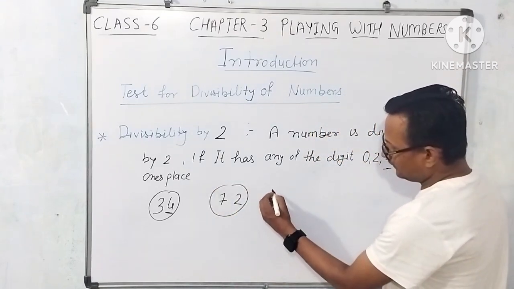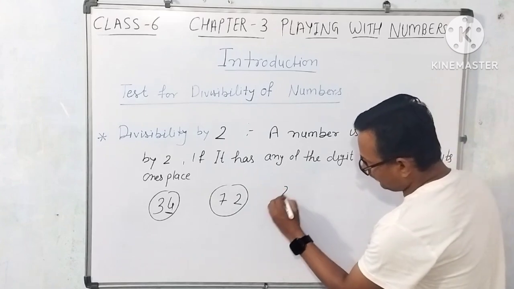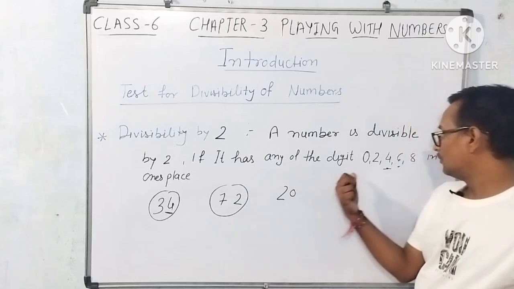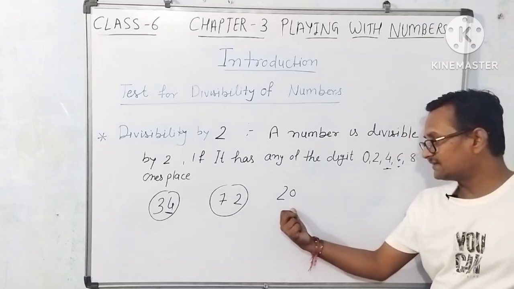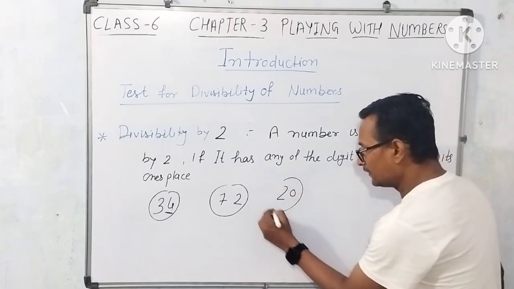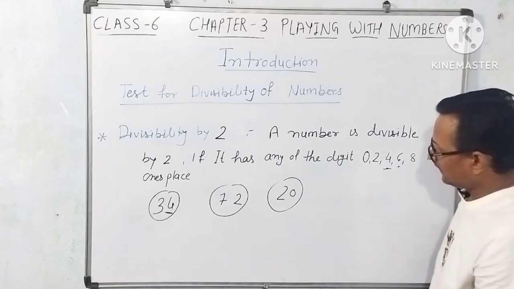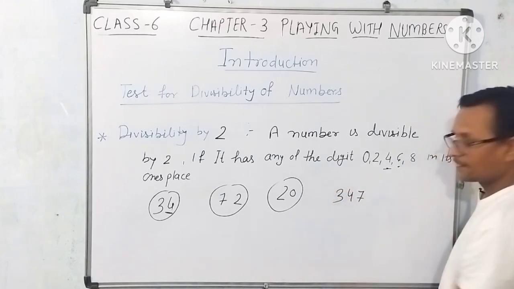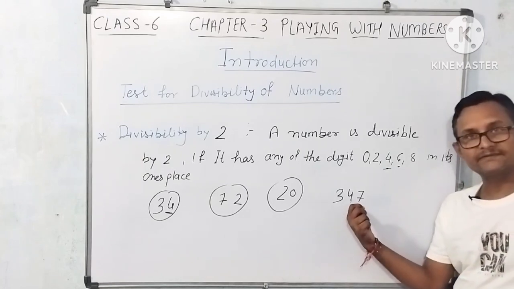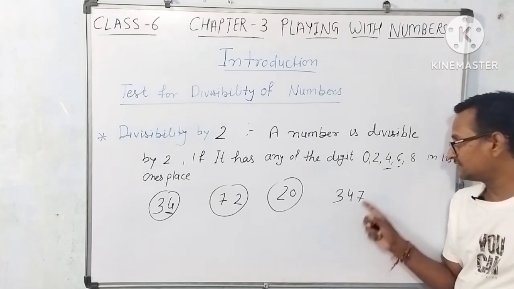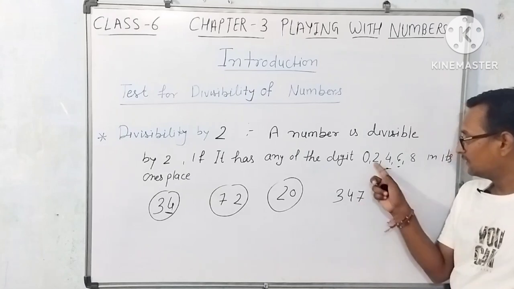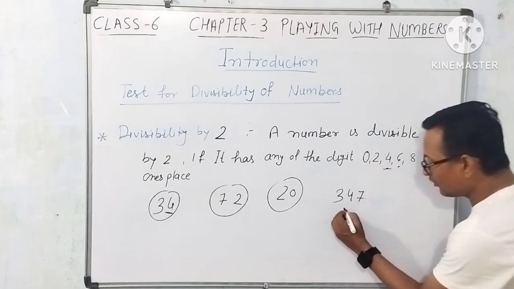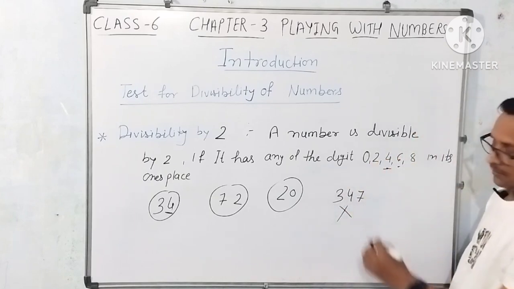One more example. 20. Its ones place is 0 and 0 is also here. So we can say it is divisible by 2. Another example. 347. Now its ones place is 7, which is an odd number. Let's check if it is there or not. 7, 0, 2, 4, 6, 8. 7 is not there. So we can say it is not divisible by 2.